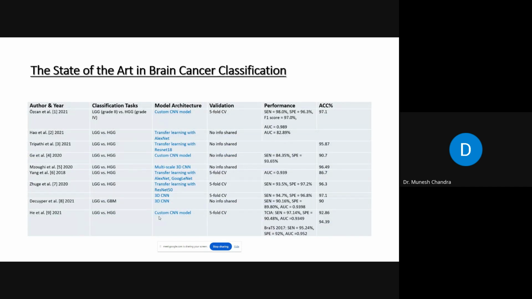So these are certain research works already done in brain tumor classification.